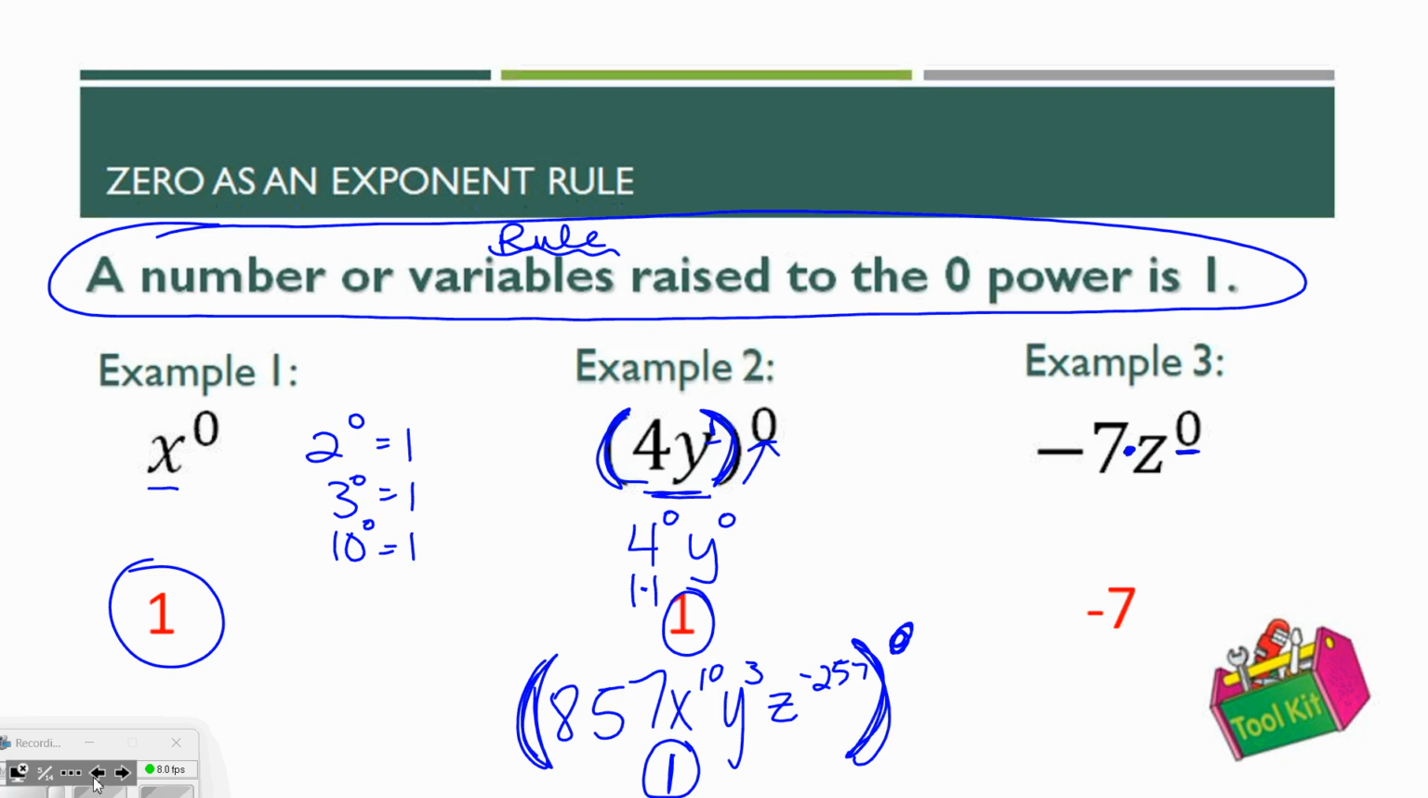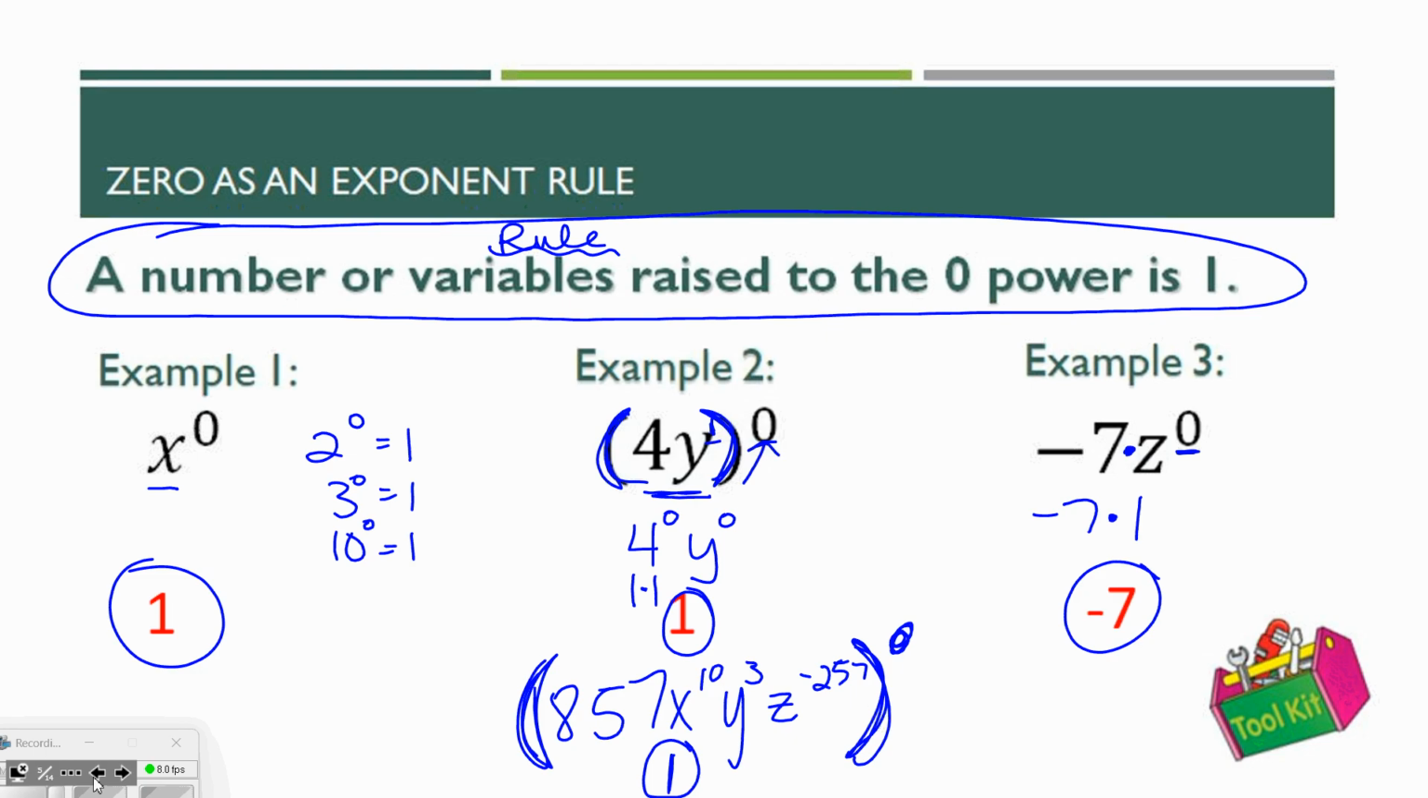So let's think on this some more. Negative 7 times z to the 0. So the negative 7 times, that doesn't change. But the z to the 0 is going to turn into a 1, right? Because anything to the 0 power is 1. And so now I have negative 7 times 1, and when I simplify it, I get negative 7.